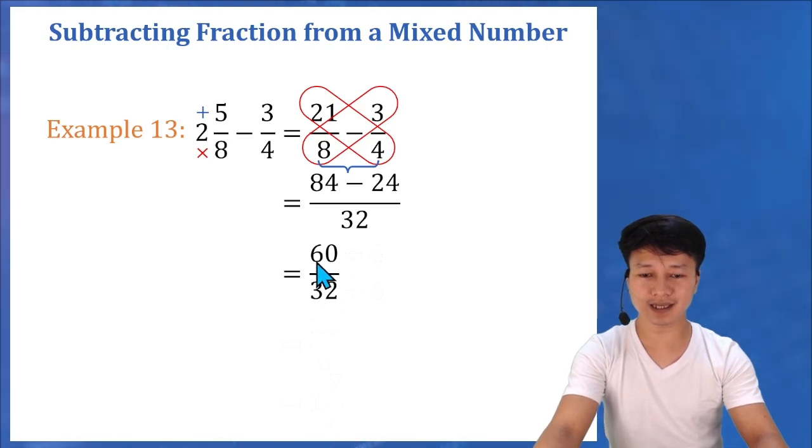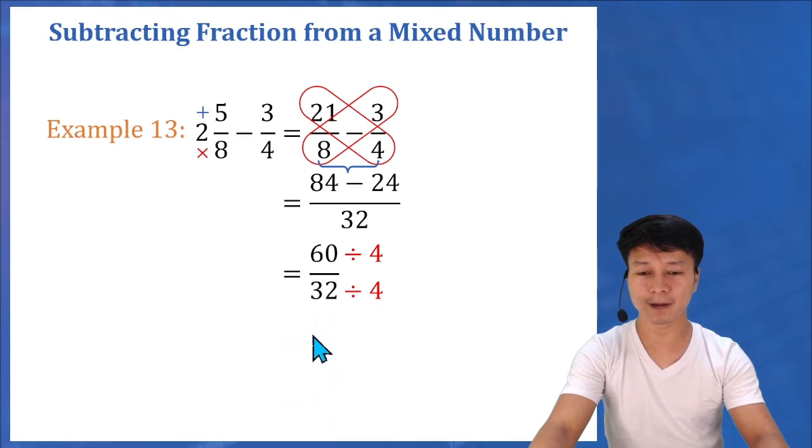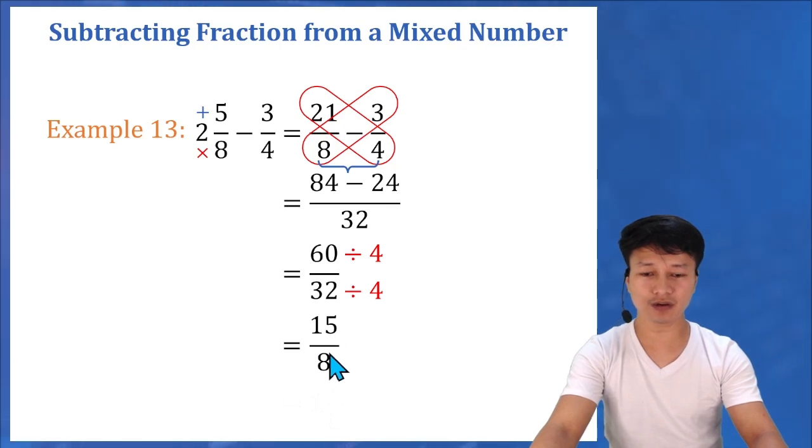And since 60 and 32 have a common factor which is 4, to simplify them we are going to divide each of them by 4. So 60 divided by 4 and 32 divided by 4 as well. And that is equal to, what is the quotient of 60 when divided by 4? That is 15 over 32 divided by 4 is 8. And our answer, 15 over 8, can still be written into its equivalent mixed number.